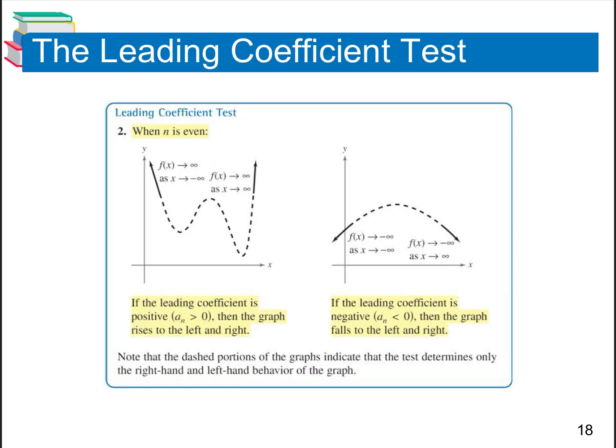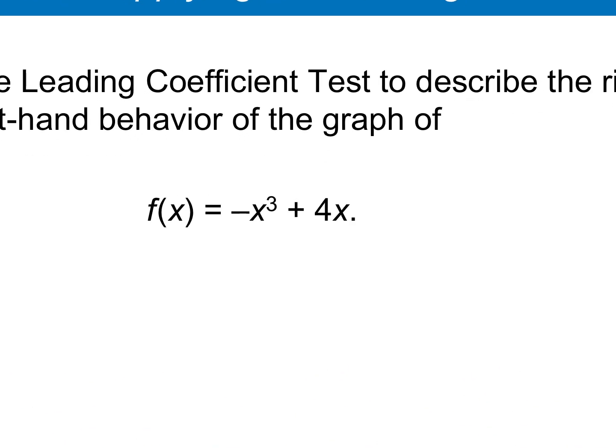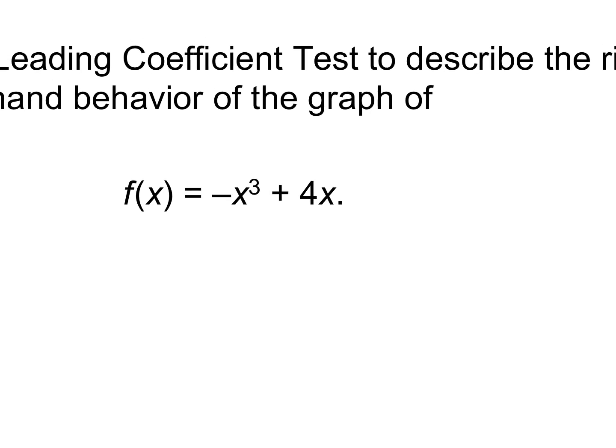It's easier when the highest exponent is even, because if it's even and it's positive, which way are they going? Both up. If it's even and the function is negative, which way are they both going? Both going down. So let's talk about the leading coefficient test. It says use the leading coefficient test to describe the right-hand and left-hand behavior of a graph.